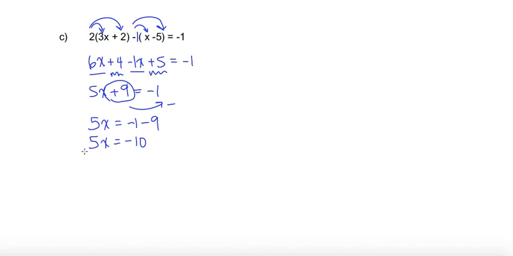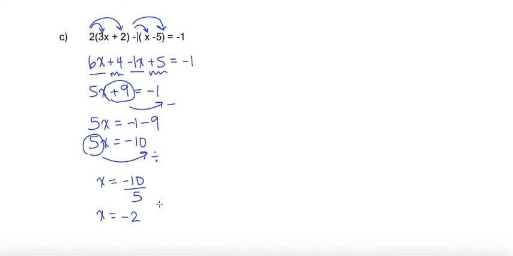And now I want to finally isolate my variable by looking at numbers that are being either multiplied or divided by that variable. In this case, we're multiplying by 5. So the opposite of multiplication is division. So when I bring it across the equal sign, I'm dividing by 5. So I have x is equal to negative 10 divided by 5. And let's simplify that even further. Negative 10 divided by 5 is negative 2.